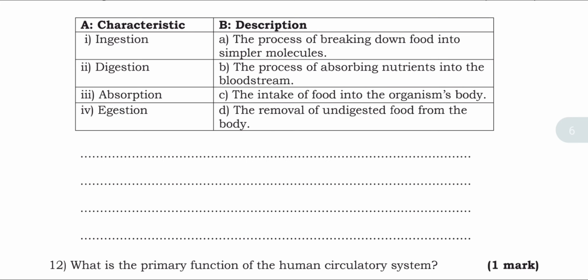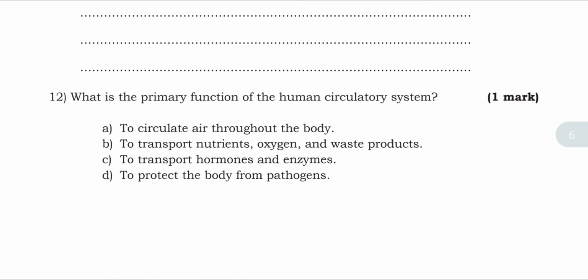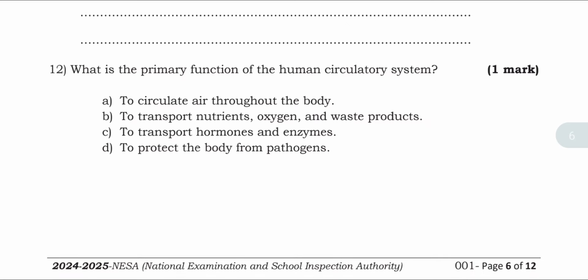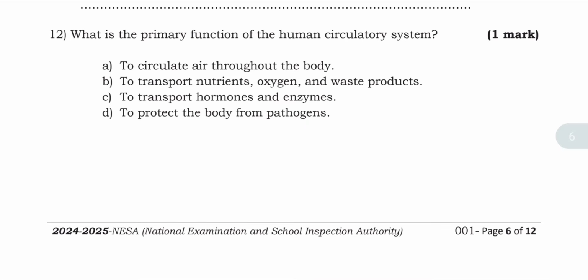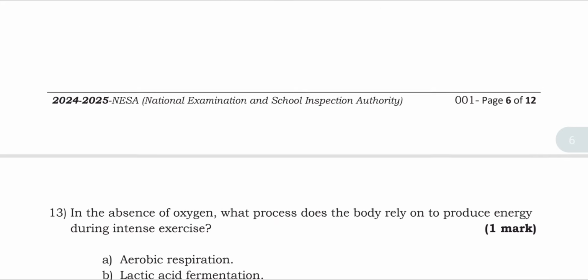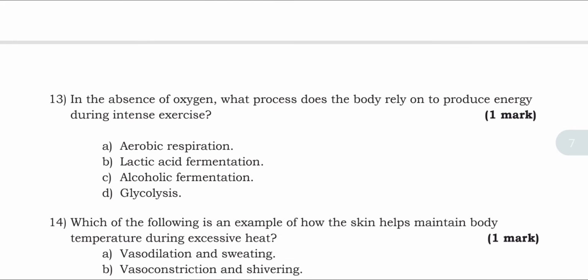Question 12. What is the primary function of the human circulatory system? A. Circulate hot air throughout the body. B. Transport nutrients, oxygen, and waste products. C. Transport hormones and enzymes. D. Protect the body from pathogens. The primary function of the human circulatory system is to transport nutrients, oxygen, and waste products.